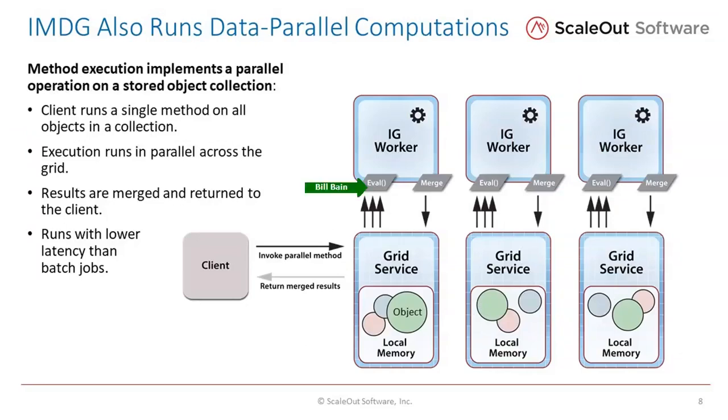on all of the objects in a collection, and this will run in parallel on all grid workers. These grid workers will access all of the local objects within that collection and in parallel analyze that data, and then optionally merge the results down to a single object which is returned to the client. This is how we can easily run a highly scalable data parallel computation. And in the last example today, you'll see that in use for stream processing.